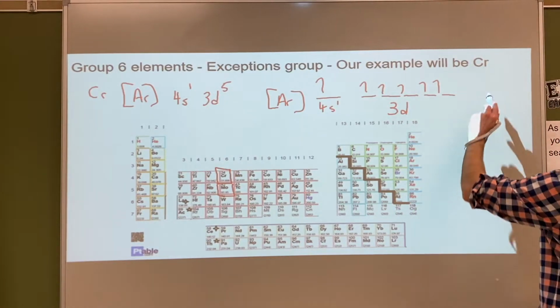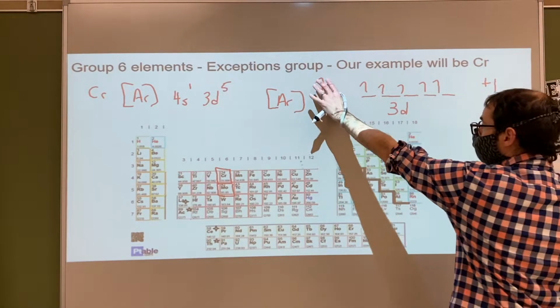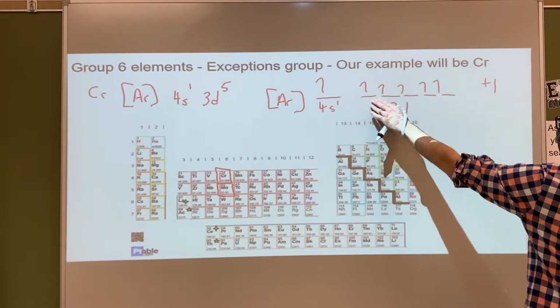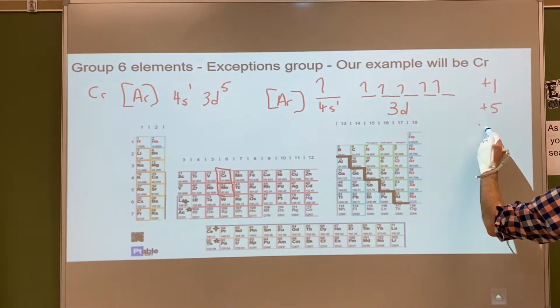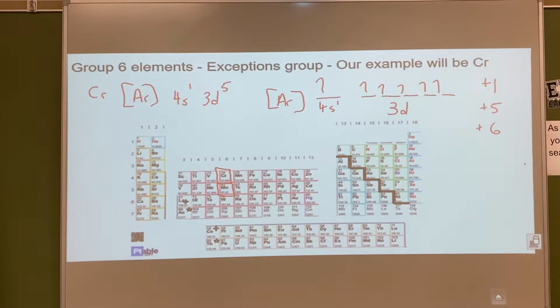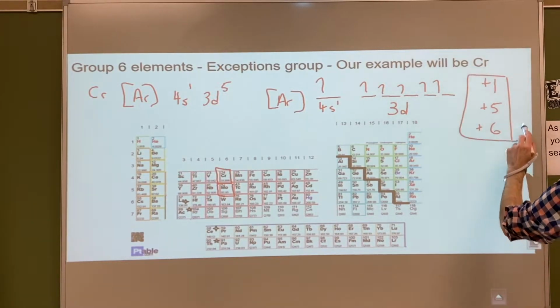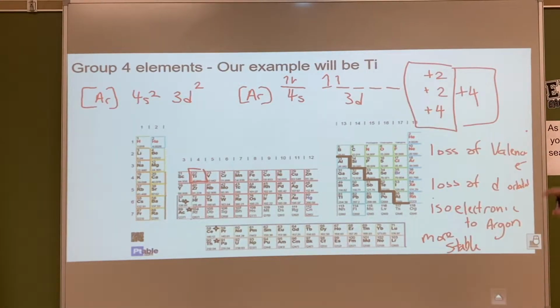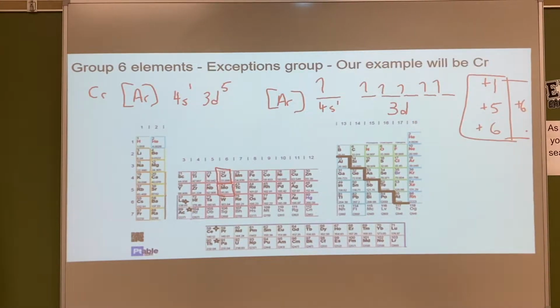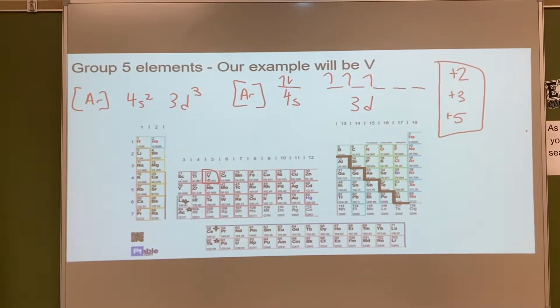All right, so now we have this. And some possible charges are +1, getting rid of this, +5, getting rid of the d's, or +6, we can do that as well to get rid of all of them. And if you do +6, still following all the rules, it's the same reasons. It's going to be loss of valence electrons, loss of d orbital, isoelectronic to argon, more stable. Same thing, all right? That's the same reason for a lot of these.